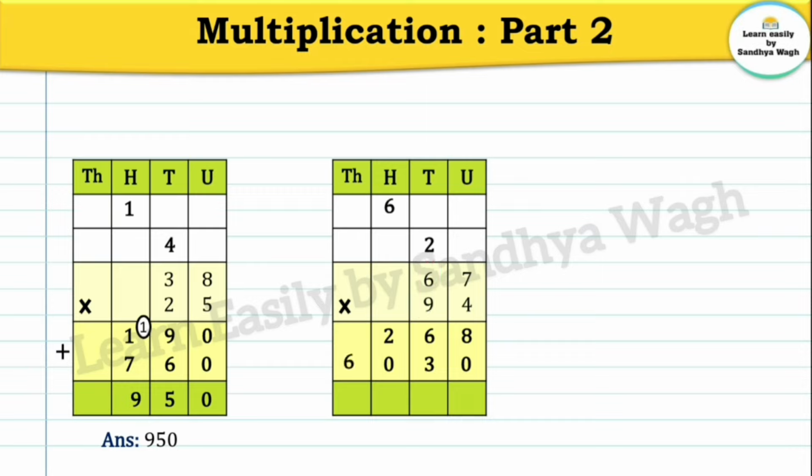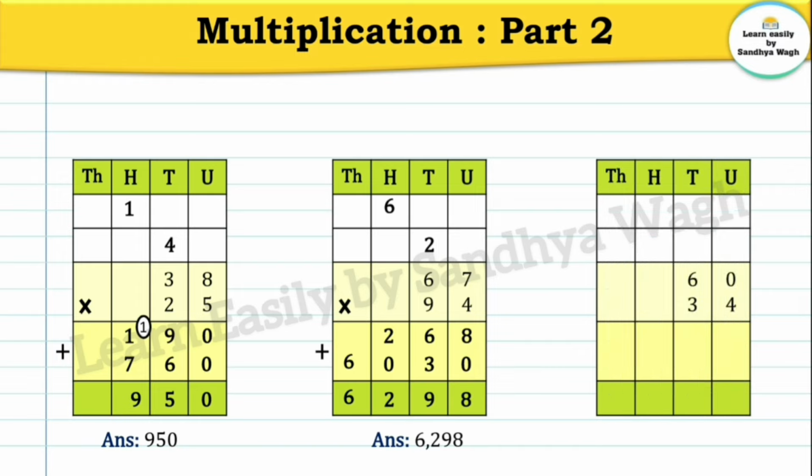60. Yes. Now let's add 268 and 6030. 8 plus 0, 8. 6 plus 3, 9. 2 plus 0, 2 and 6. So our final answer is 6298.